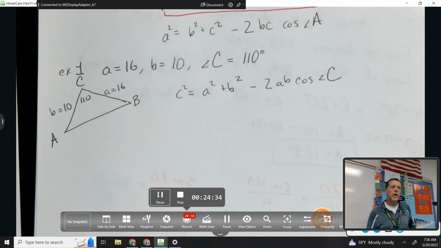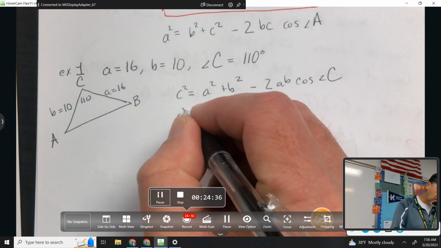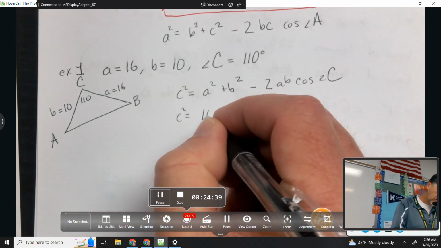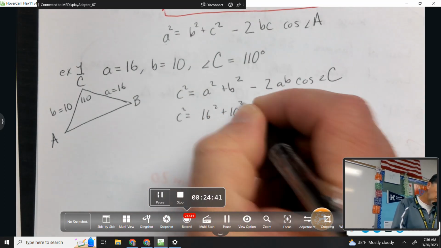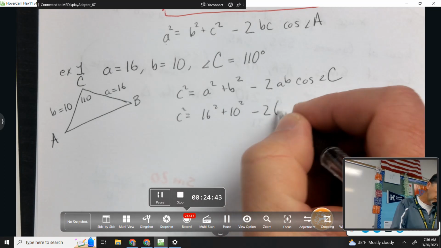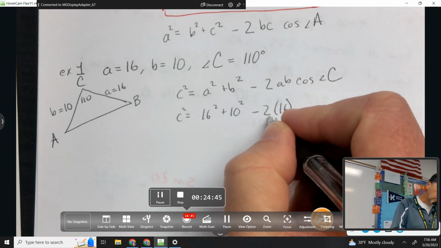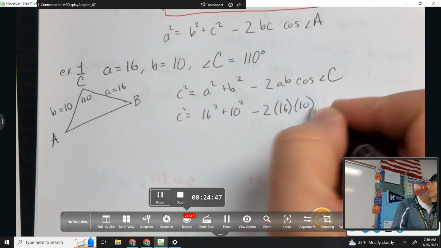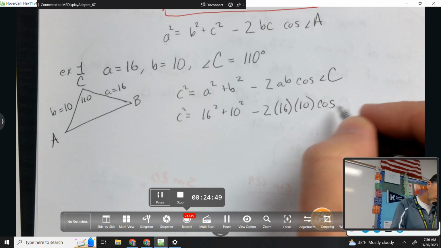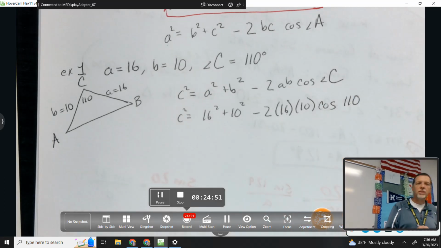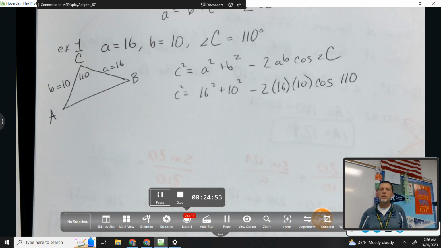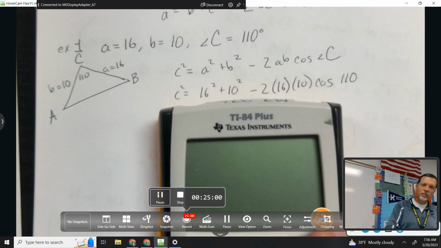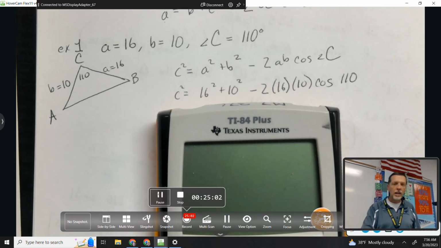Okay, so let's start filling stuff in. 16 squared plus 10 squared minus 2 times 16 times 10 times cosine of 110. This is just a calculator problem at this point. Be careful putting it in, but it's just a calculator.